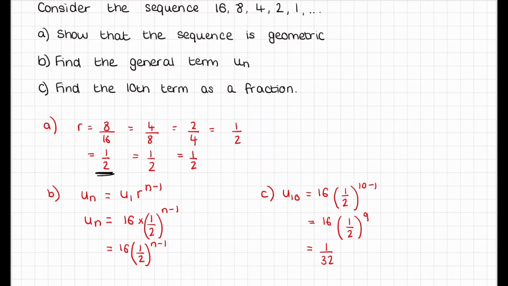You can do this without a calculator as well. What this would be is 16 times 1 to the power of 9 over 2 to the power of 9. 16 we can rewrite as 2 to the power of 4, so this ends up being 2 to the power of 4 times 1 over 2 to the power of 9, which equals, by index law, 1 over 2 to the power of 5, which is 1 over 32.